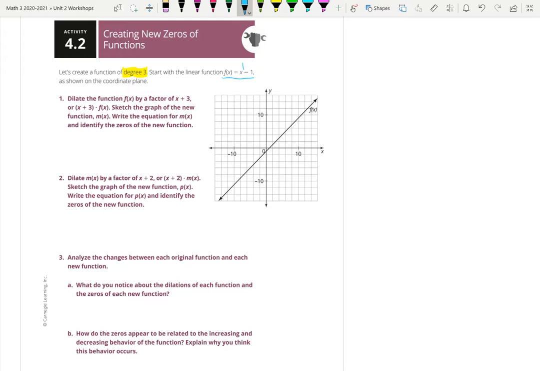This equation is y equals 1 over 1 x minus 1. I know from slope-intercept form that it's going to have a y-intercept of (0, -1). I also know that it's going to be rise over run. So it's going to start at (0, -1), and then it's going to go up 1 over 1, up 1 over 1, up 1 over 1, and so forth.